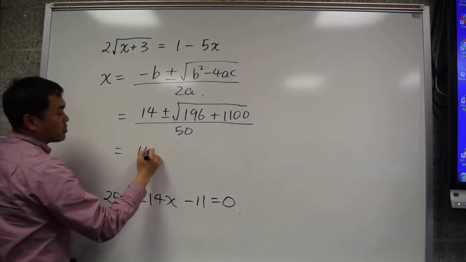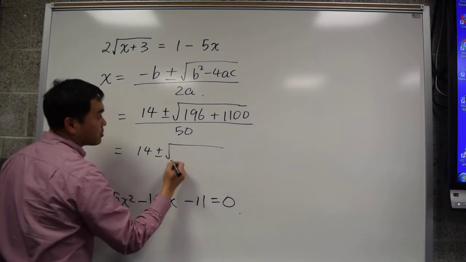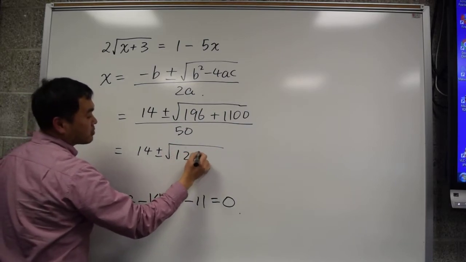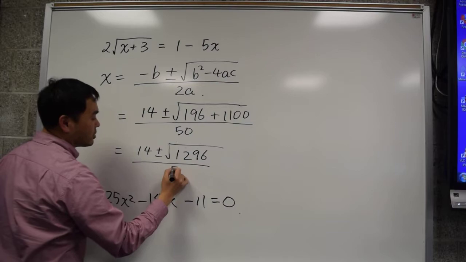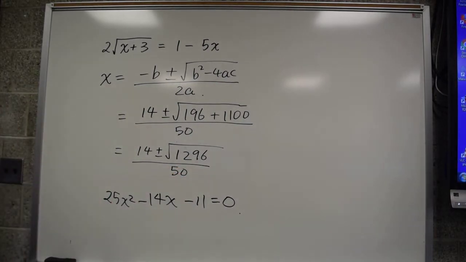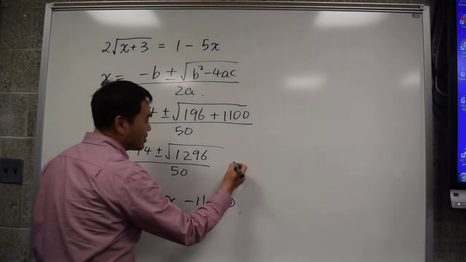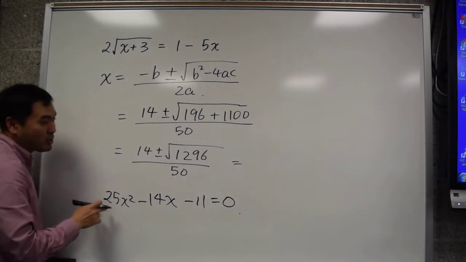So that's going to be 14 plus or minus the square root of 1296, over 50. Huh, so you could have factored it. I wonder, oh, you could factor it. All right, let me show you the factoring way after this, okay?